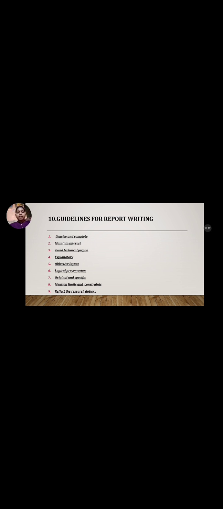Confidence limits must be mentioned, and the various constraints experienced in conducting the research study may also be stated in the report. Then the last one reflects the research duties: the objective of the study, the nature of the problem, the methods employed, and the analysis techniques adopted must be clearly stated in the beginning of the report in the form of the introduction. So these are the guidelines for research report writing. Thank you so much.